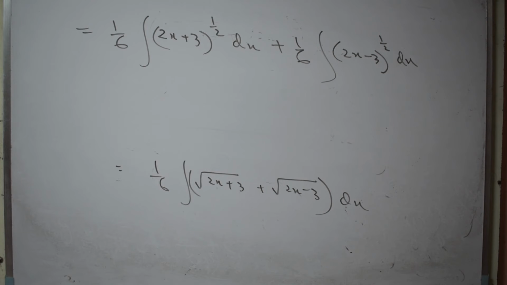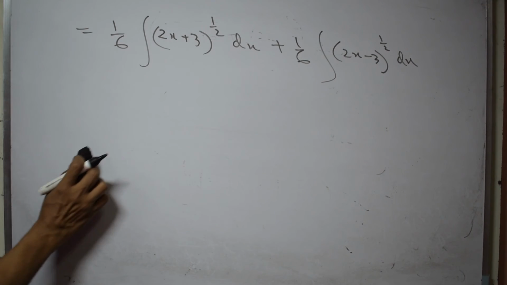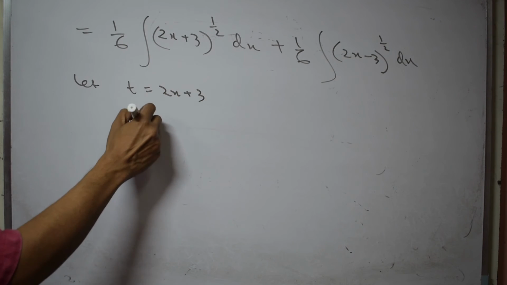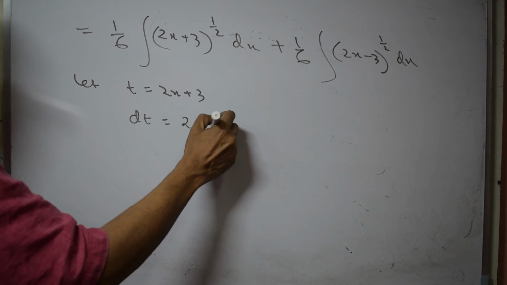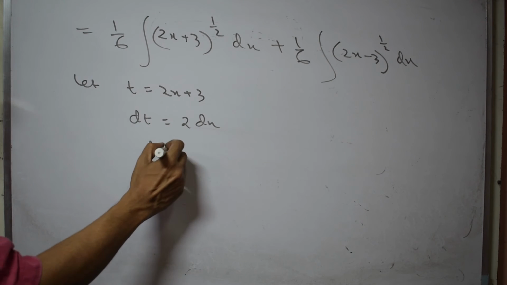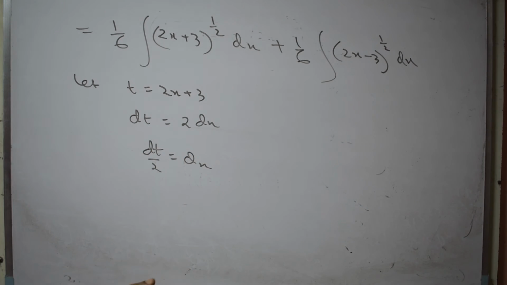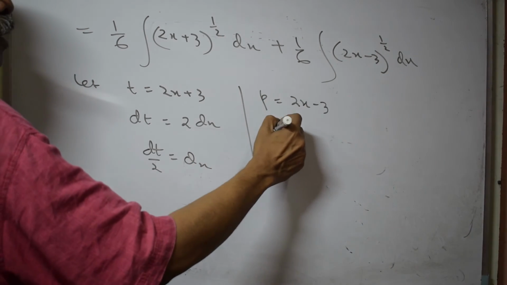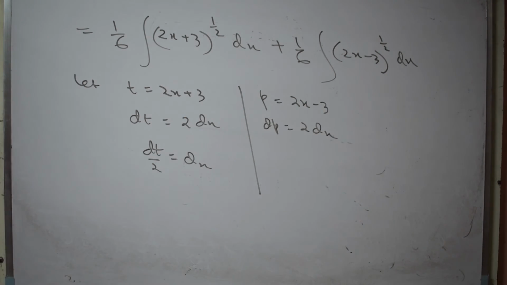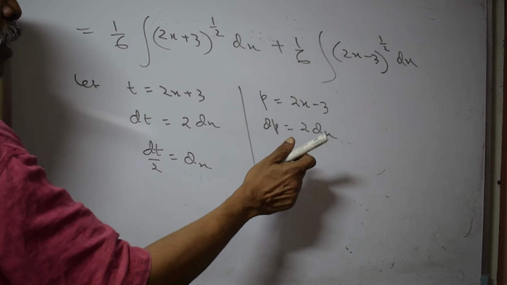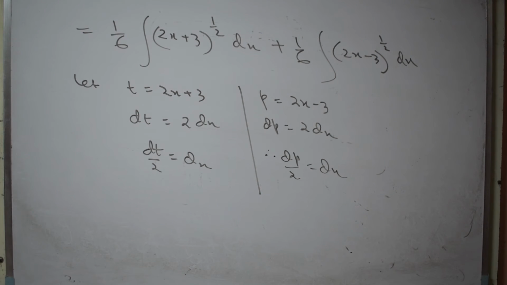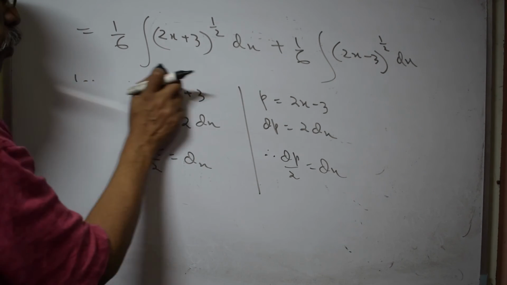So we can take substitution. If I take the first substitution, let t is equal to 2x plus 3, then we observe that dt will be 2 dx. But we are not having any 2 dx, so we will write dt by 2 is equal to dx. Similarly, if I substitute the second part by p, it will be 2x minus 3 and dp by dx is equal to 2, because we are differentiating p. So 2 will be here, therefore dp by 2 is equal to dx. So we are having two integrals, two different substitutions, and we will put them there.